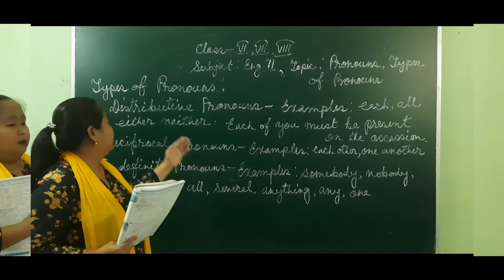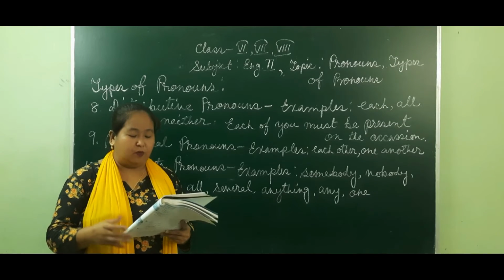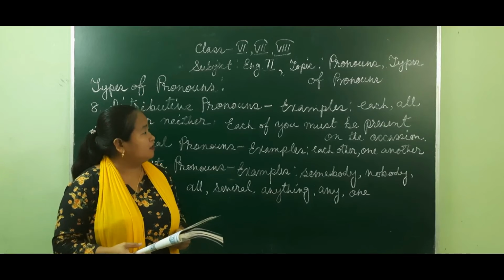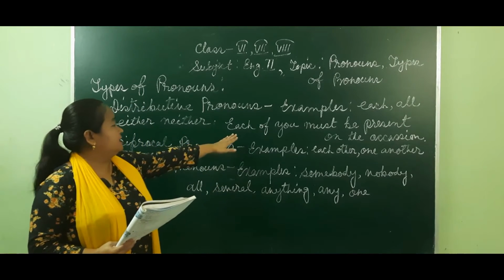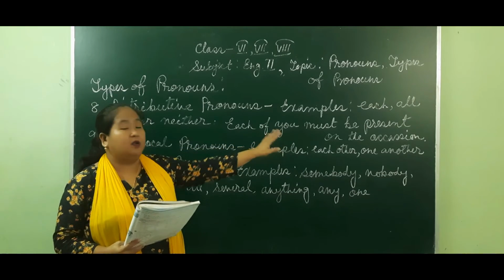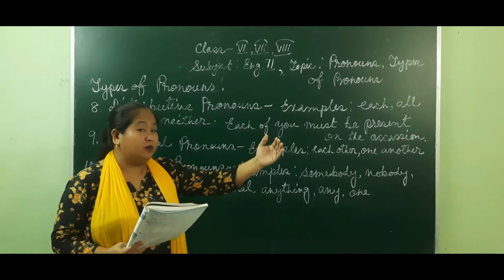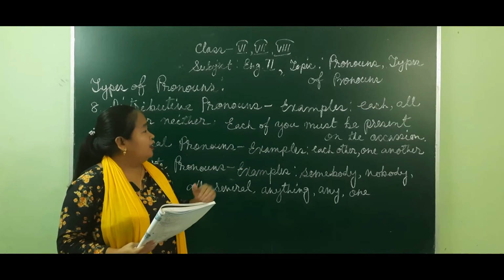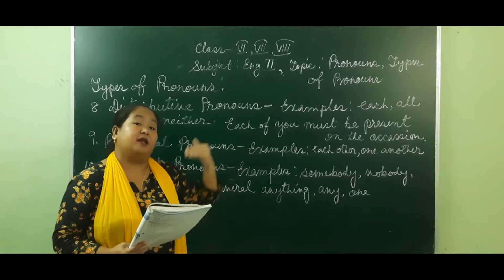Now we have distributive pronouns. Distributive pronouns denote persons or things taken as single or in groups. Examples: each, all, either, neither. Sentence example: each of you must be present on the occasion. Each of you, taken as single, telling all of you, referring to all of you one at a time. All of you have to come. All of you taken as a group.